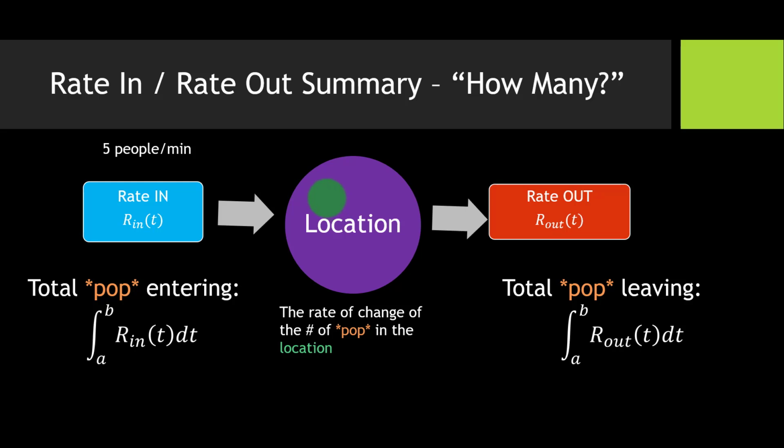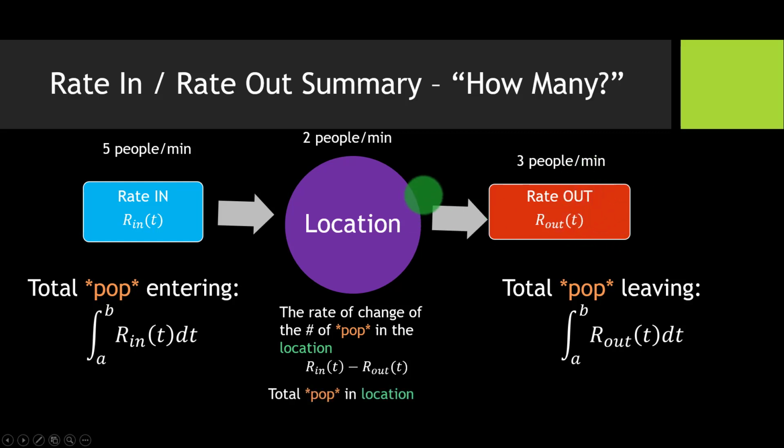Then, if we want to know the rate of change of the population in the location, I think the easiest thing is to think about an example first. So let's say the rate in is 5 people per minute coming into the location, and the rate out is 3 people per minute. So every minute, on average, 5 people come in, 3 people go out. So then what is the rate of change in the location itself? Well, this is kind of an intuitive problem. It would be 2 people per minute. If 5 people are coming in, but then 3 people leave, then there's really only 2 people coming in to the location each minute. And that's given by the rate in minus the rate out.